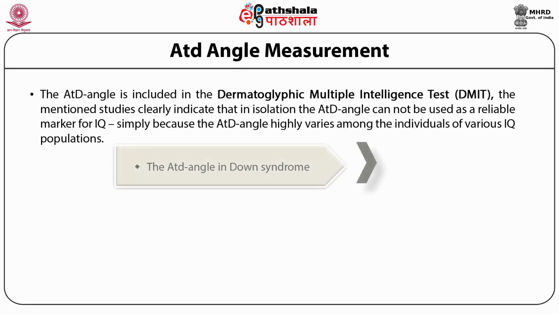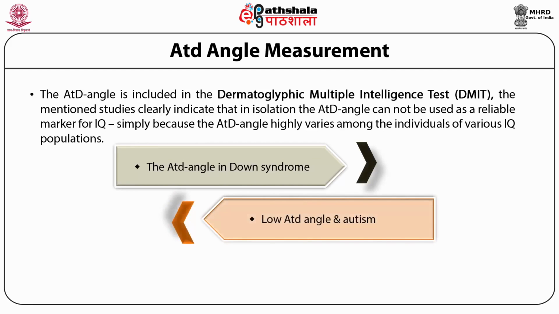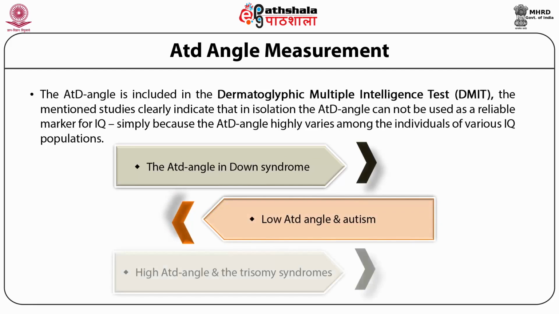The first, the atd angle in Down syndrome. Second, low atd angle and autism. The third, high atd angle and the trisomy syndromes.